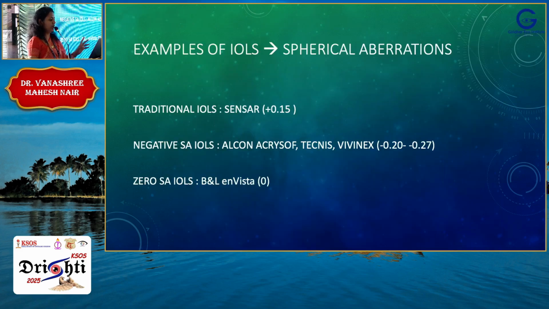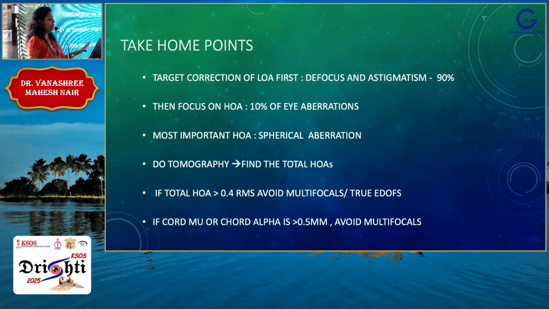So coming quickly to the examples. Negative spherical aberration IOLs are your Technis, Vivinex, Alcon Acrysof ones. Zero aspheric IOLs are your Bausch & Lomb Envista. And traditional IOLs are your Sensor and the other lenses. Take home points: target the lower order aberrations first, then focus on the higher order aberrations. Important higher order aberration is spherical aberration. Do the tomography to find out the total higher order aberrations. If it is more than 0.4 RMS, avoid multifocals or true EDOFs. And if the chord mu or chord alpha is more than 0.5, then avoid multifocals.